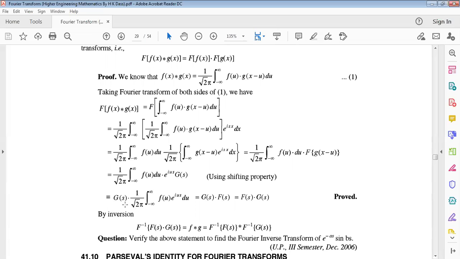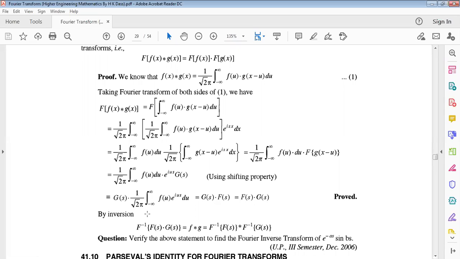Now this equals Z(s) dot, that means the product of this one, 1 by root over 2π, integral from minus infinity to plus infinity of f(u) du, then the exponential form. But this whole variable with respect to u can also be represented as the Fourier transform of f(s). That means Z(s) is the product with F(s). These are two Fourier transforms. This is the Fourier transform of the first function, and this is the second function.